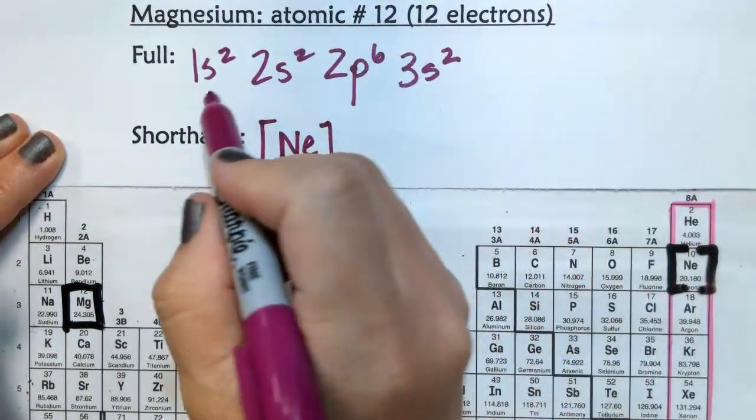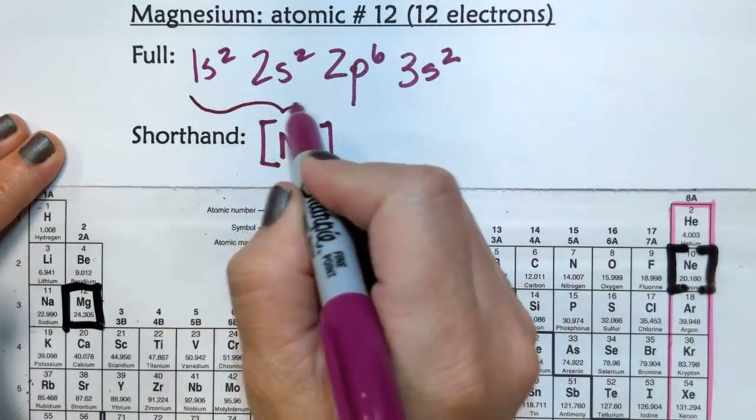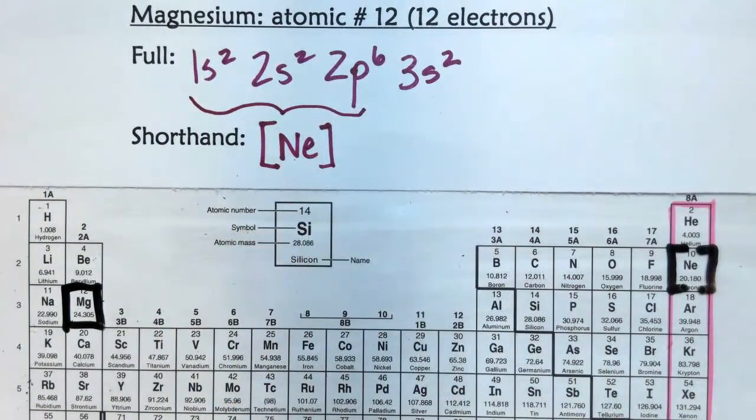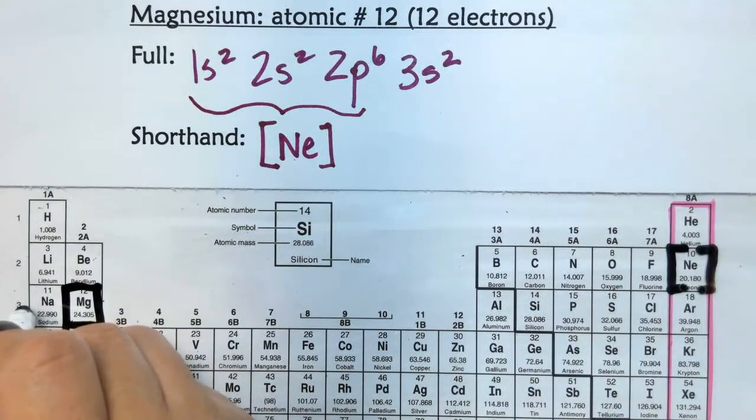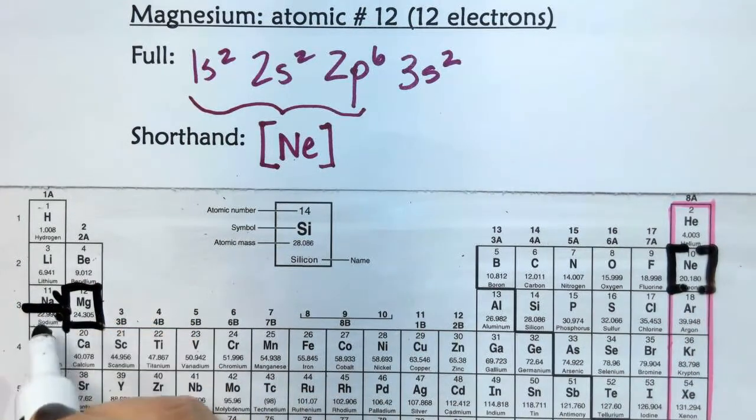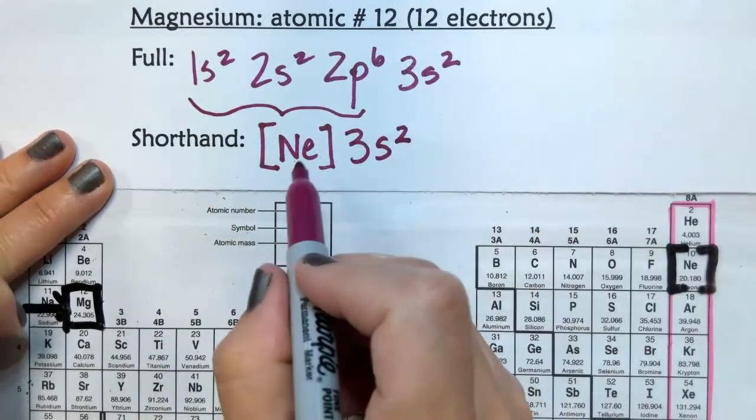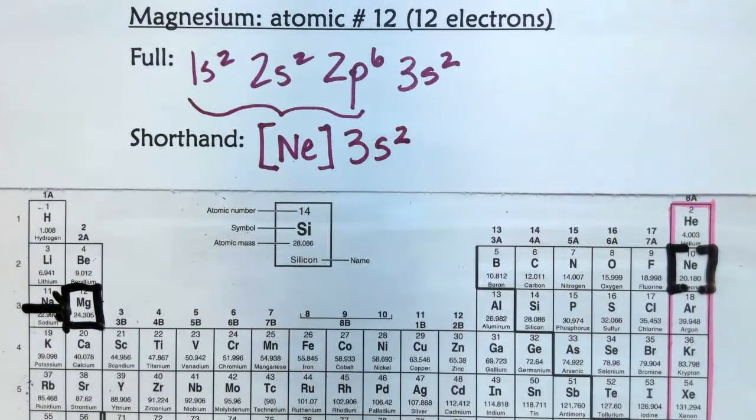And what that's going to represent is everything from rows 1 to 2. Then I want to finish my configuration by going from the beginning of row 3 and stopping at wherever my element is. In this case, it's 3s2. And so this is the shorthand notation for magnesium.